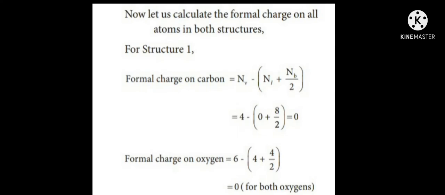Next, the formal charge of oxygen. Here, Nv equals 6, Nl equals 4, Nb equals 4. Substituting the values, we get 6 minus (4 plus 4 by 2). After simplification, we get 0. Therefore, the formal charge for both oxygens is equal to 0. Hence, we calculated the formal charges for carbon and both oxygens in structure 1.